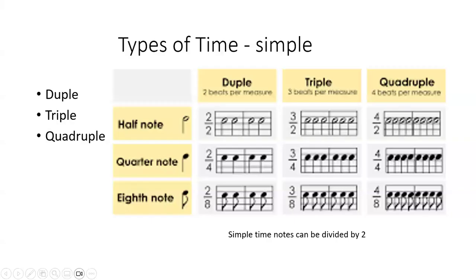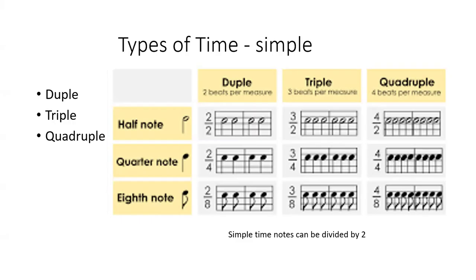If in 2/2, we've got 2 minims in a bar, so that would be duple simple time. 3/2, we've got 3 minims in a bar, that would become triple simple time. And then 4/2 would be quadruple simple time. If you're doing crotchets, 2/4 would be duple simple time, 3 crotchets in a bar is triple simple time, and 4/4 is quadruple simple time.